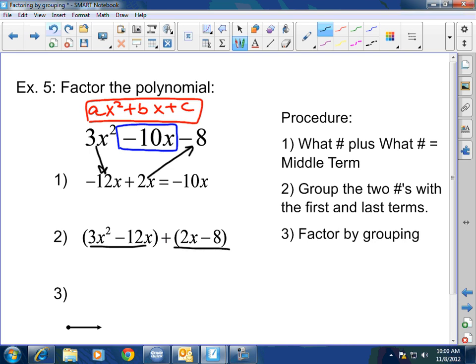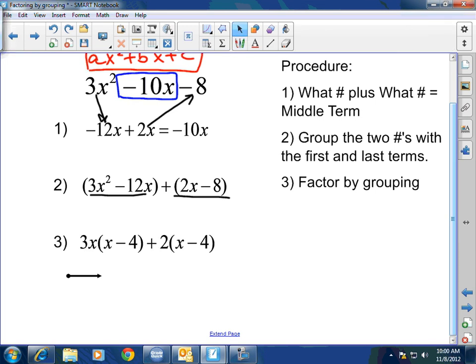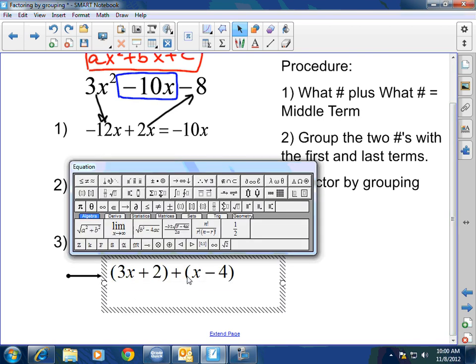Yes, sir? Why can't you use like... Well, let me just finish this first, and then we'll go through all the other things. Please, I'm not trying to be rude. Thank you. Now, let's go ahead and factor by grouping. See if this works. From here, I pull out a 3x from the 3x squared and the negative 12x, and I pull out a 2 from the 2x and the negative 8. And then at the end, I combine the x minus 4 and the leftover 3x plus 2. Oh, and that is not a plus. Did you guys see what I just did there?